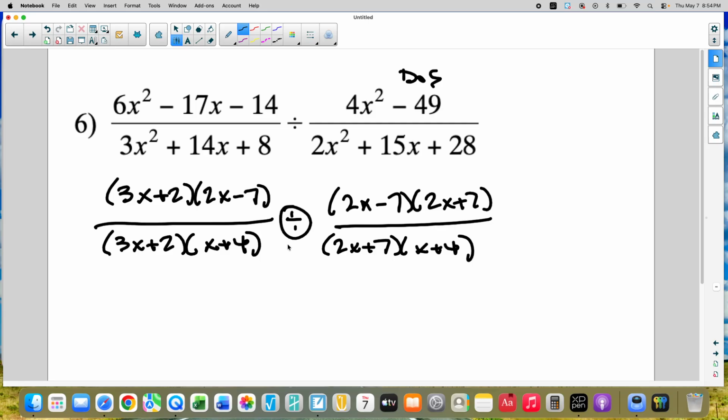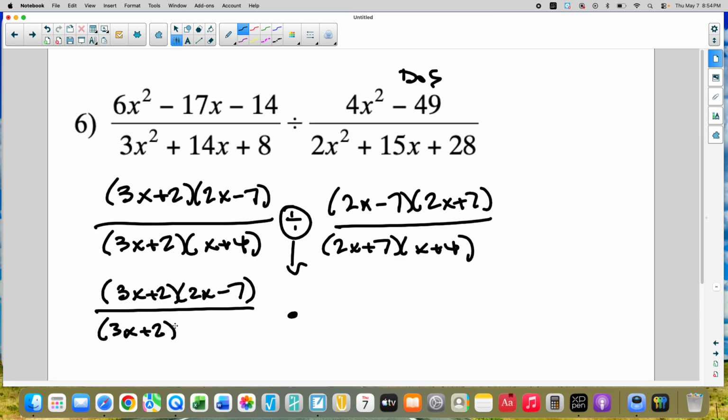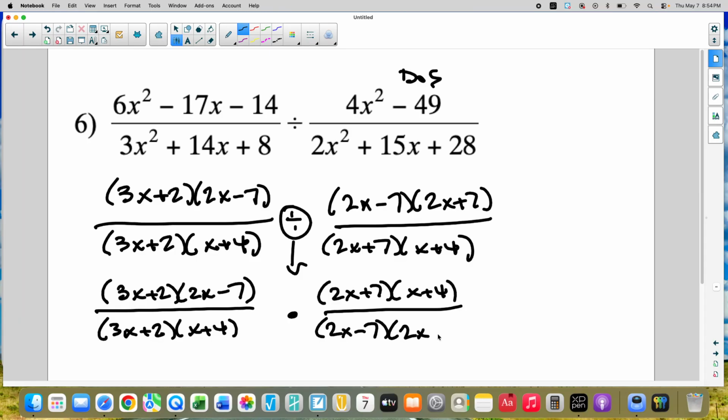Now I'm going to convert the division to multiplication. The left side stays the same, 3x plus 2. It's keep, switch, and flip. And then this is 3x plus 2, x plus 4. Now the denominator goes to the numerator, 2x plus 7, x plus 4. And the numerator goes to the denominator, 2x minus 7, 2x plus 7.